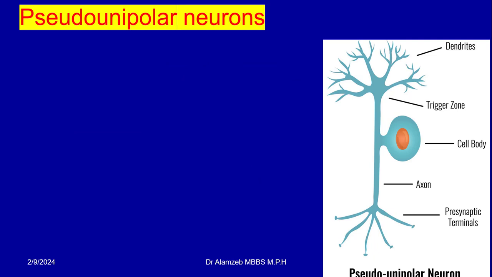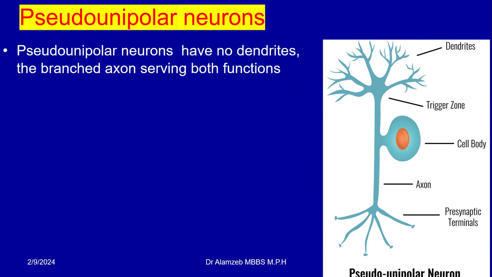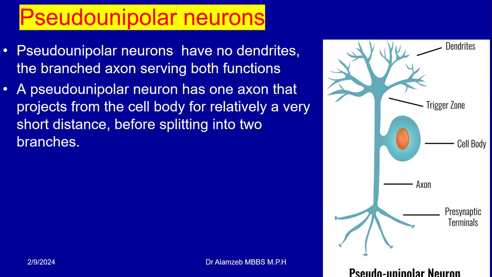Pseudo-unipolar neurons have no dendrites. The branched axon serves both functions. There are no dendrites; there is a terminal button on one side and on the other side there are no dendrites. A pseudo-unipolar neuron has one axon that projects from the cell body for a relatively very short distance before splitting into two branches. From the cell body the axon originates, and then this short axon splits into two parts or two branches. Pseudo-unipolar neurons are sensory neurons.